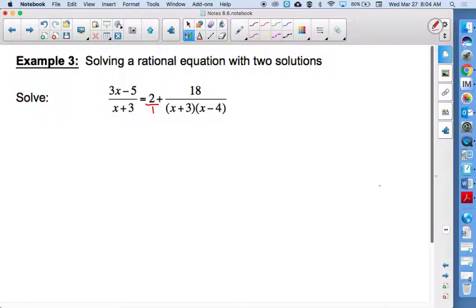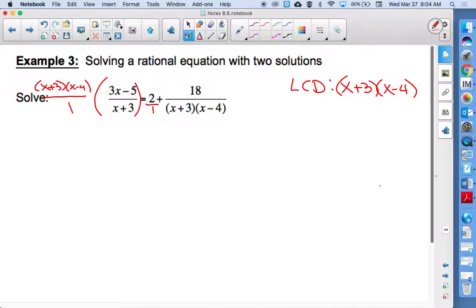What would the least common denominator be? So looking at the fractions, Maddie, what do you think the least common denominator is? X plus 3, x plus 4. Yeah, x plus 3, x minus 4. So using the process above, because it's an equation, we're going to multiply the left side and the right side by this least common denominator. That keeps it equivalent. So I have x plus 3, x minus 4. And then the whole right side.